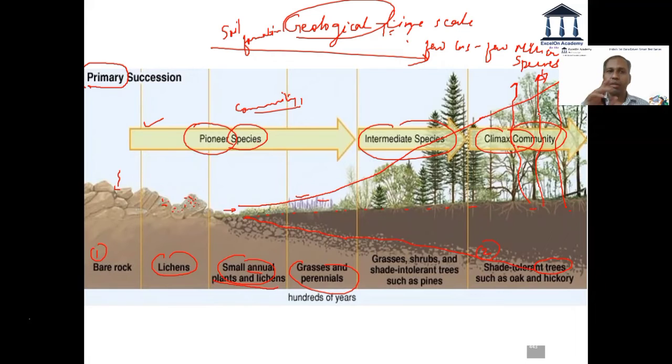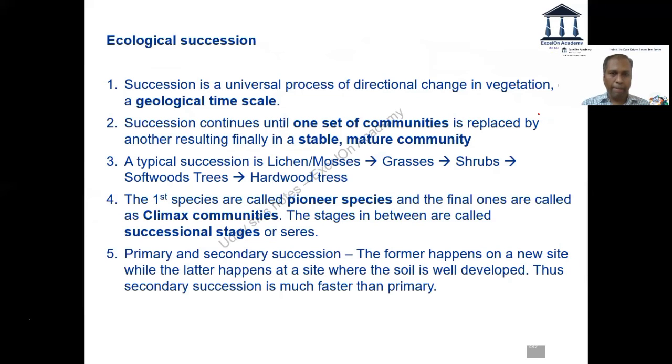Okay. So we looked at the time scale, the reason for the time scale, the time taken for the formation of soil, and the definitions of pioneer species and climax community. There was one more part I forgot. Pioneer, climax. Yeah, I think more or less we've covered it.